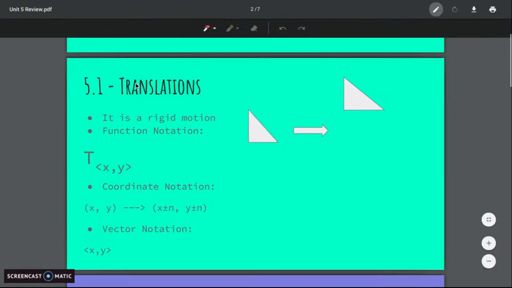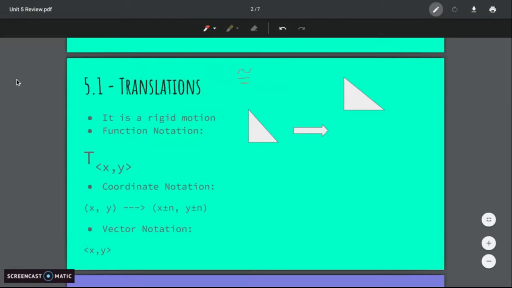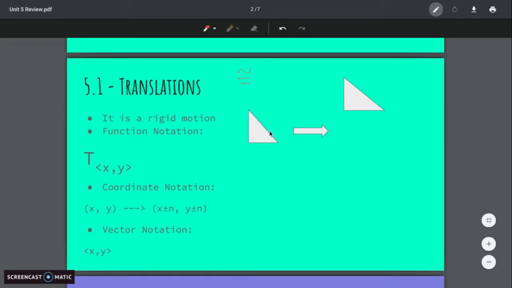Alright, so the first thing we talked about in this unit was translations. It is a rigid motion. Remember, a rigid motion is whether it will be congruent after you have done the thing that you're trying to do, the transformation. And yes, you're just moving it in this case. This picture right here shows you what it's like. You can move it. That's all it is. People will call it a slide. These triangles don't look the same, but too bad. Let's pretend like they are.